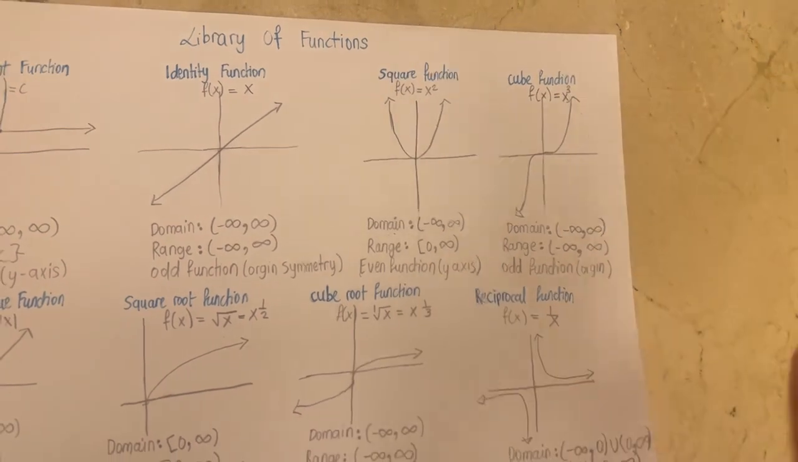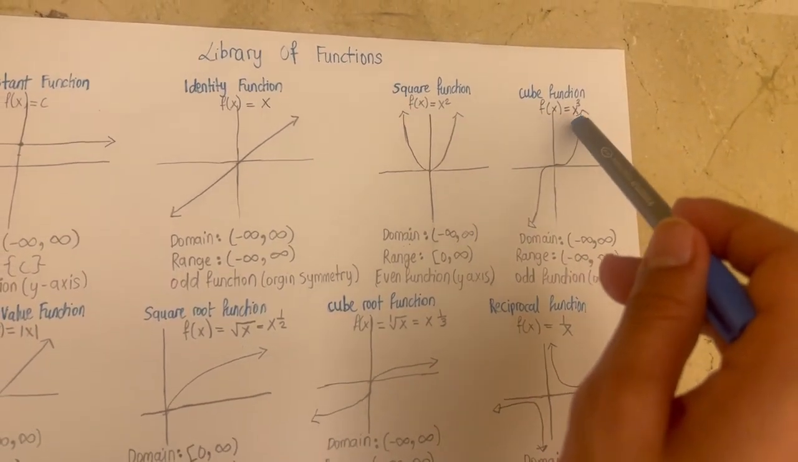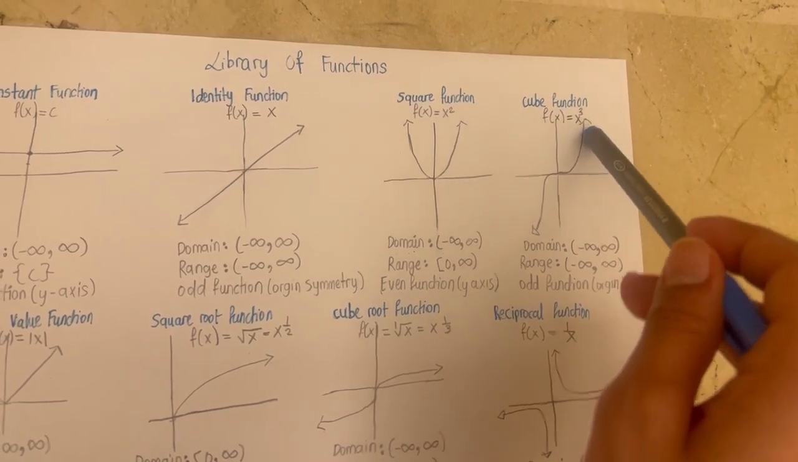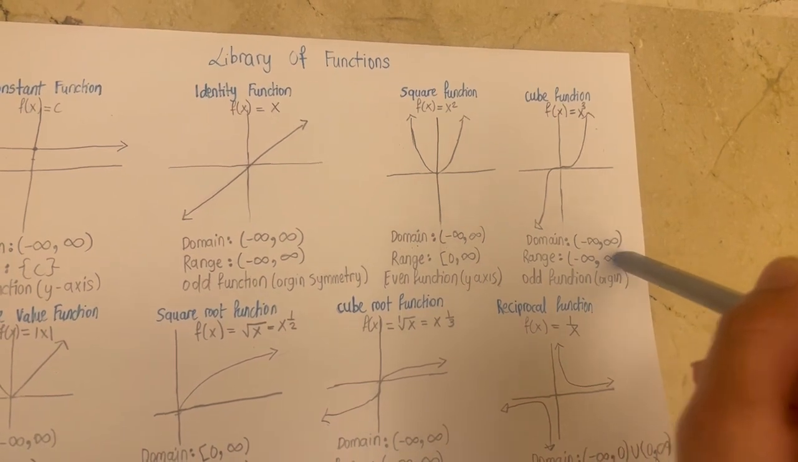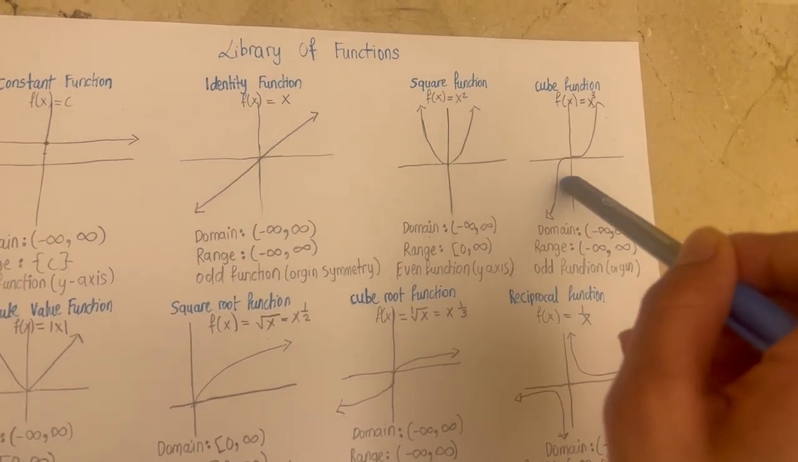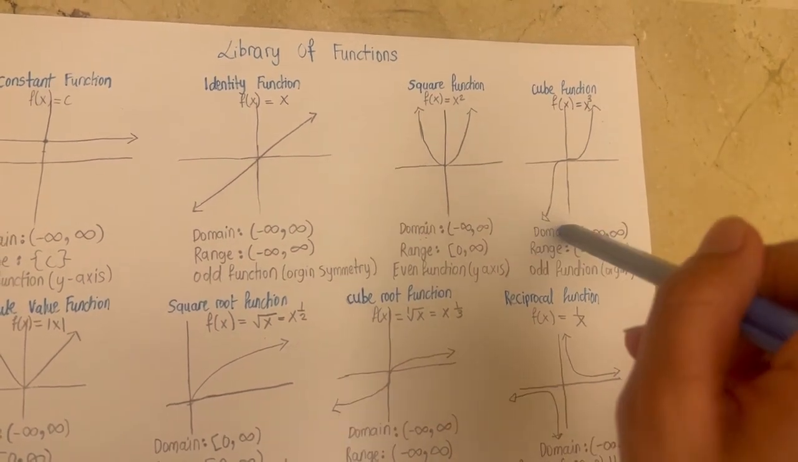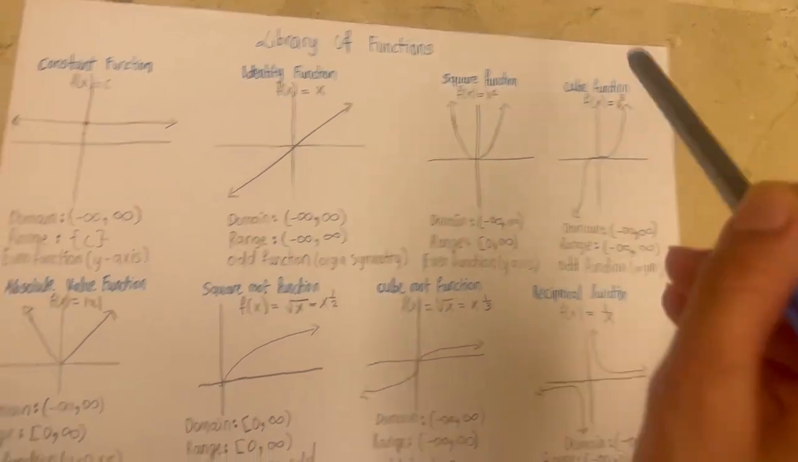Cubic function or cube function is f of x equals x cubed with a domain of negative infinity to infinity and a range of negative infinity to infinity. This function right here is considered an odd function because it is symmetric to the origin.